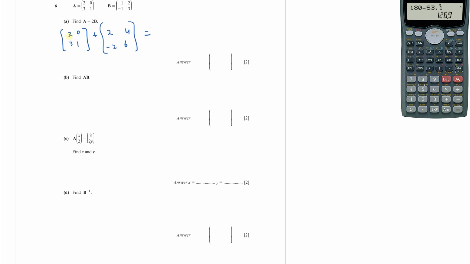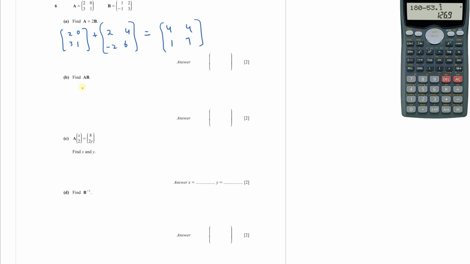So this first row, first column will add into this first row and first column. So 2 plus 2 is 4, 0 plus 4 is 4, 3 minus 2 is 1, and 1 plus 6 is 7.